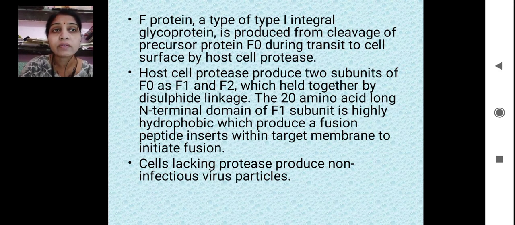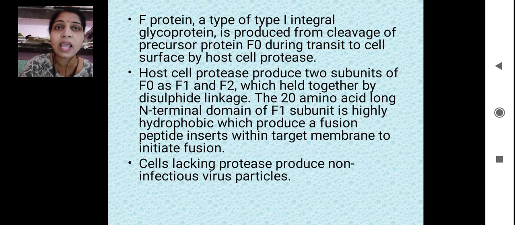The F protein, which is a type of integral glycoprotein, is produced from the cleavage of a precursor protein, that is F0, during transit to the cell surface by the host cell protease. Whenever enveloped viruses are released from the infected cell, with the help of host cell protease there is cleavage of this protein, and due to that this integral protein is produced. The host cell protease produces two subunits, F1 and F2.